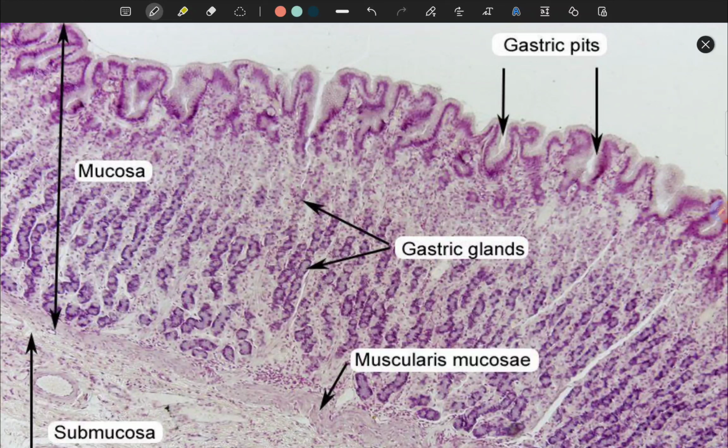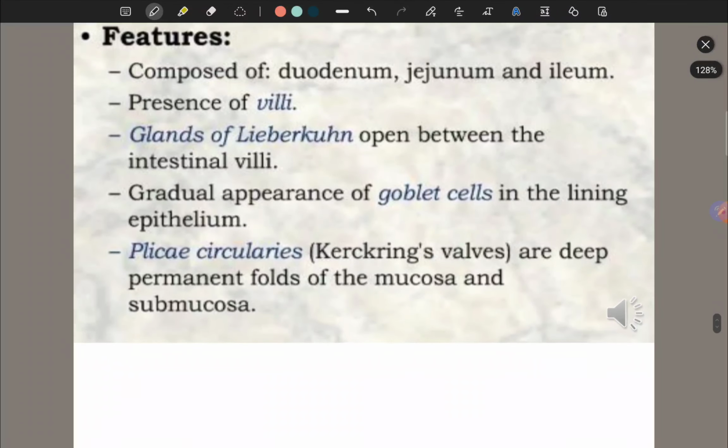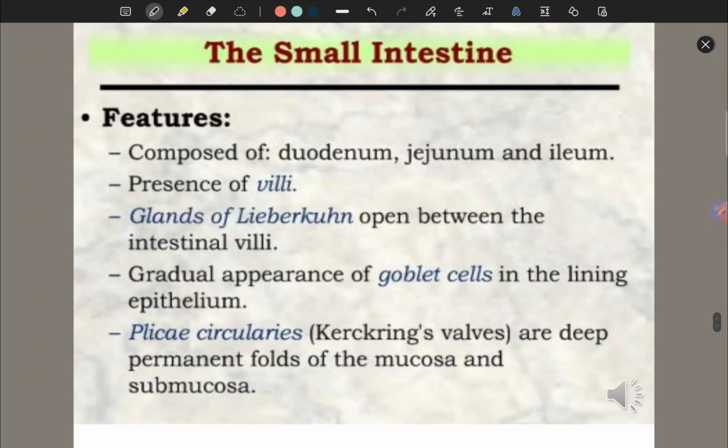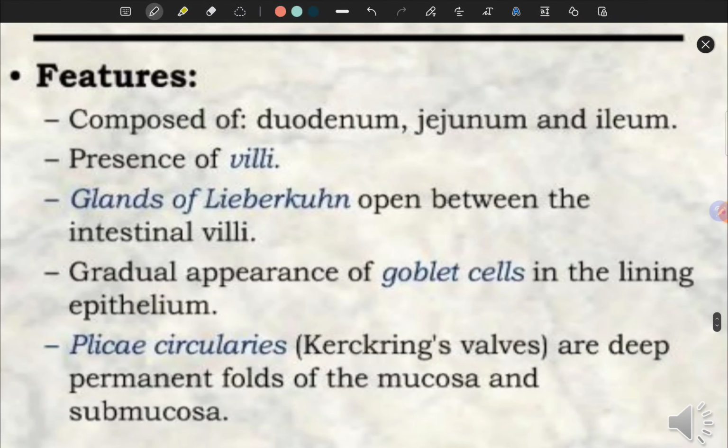Regarding the small intestine, to distinguish it from the stomach and from the esophagus: it is composed, as you know, of the duodenum, jejunum, and ileum. One characteristic feature is the presence of villi, and we have the glands of Lieberkühn, which is the name of the glands in the intestine. So again, what are the intestinal glands? You can name them. They are the glands of Lieberkühn.